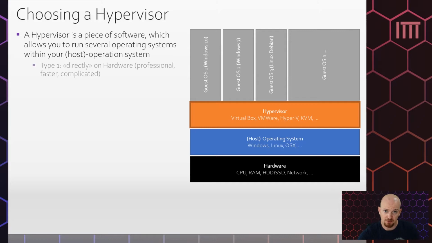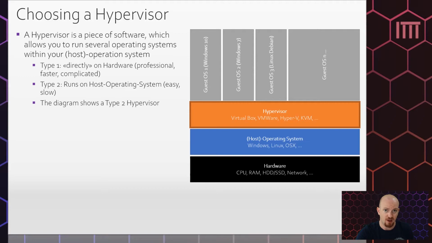There are two types of hypervisors. We got the type 1 hypervisor, which runs directly on the hardware. It's usually used in enterprise environments. It's faster and it's usually much more complicated to set up because of drivers and other issues. And there's the type 2 hypervisor, which runs on the host operating system. Usually it's really easy to set up, but it's also a bit slower. This diagram shows a type 2 hypervisor.